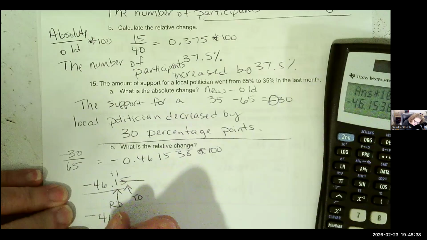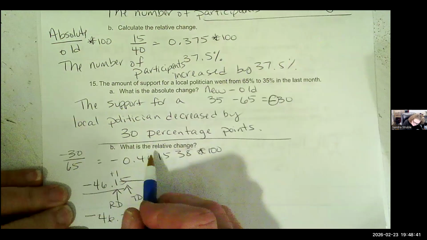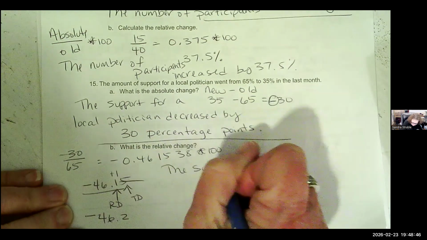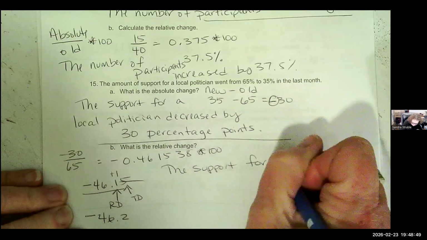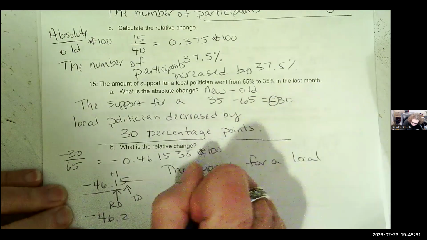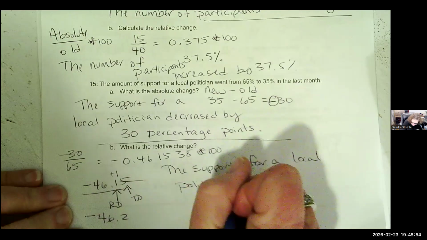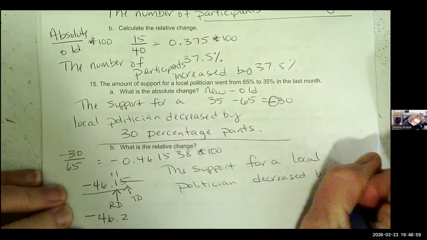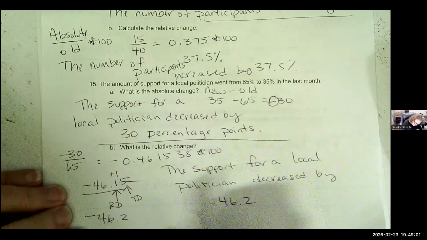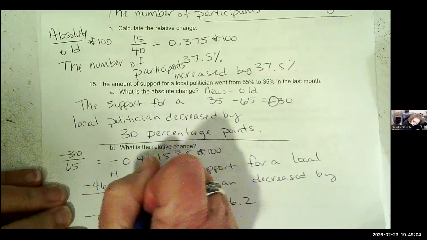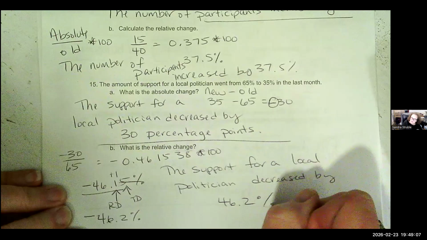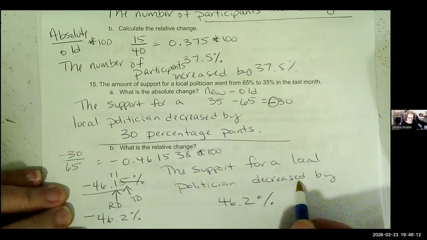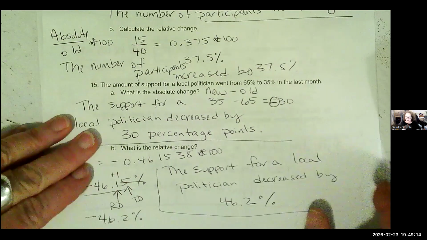So again, the support for a local politician, you can write exactly the same way. The support for a local politician decreased by 46.2. Now, I didn't write my percent sign. Percent. I do not ever use the negative because that's been replaced by the word decreased. We never say negative 46.2%. That doesn't make sense.